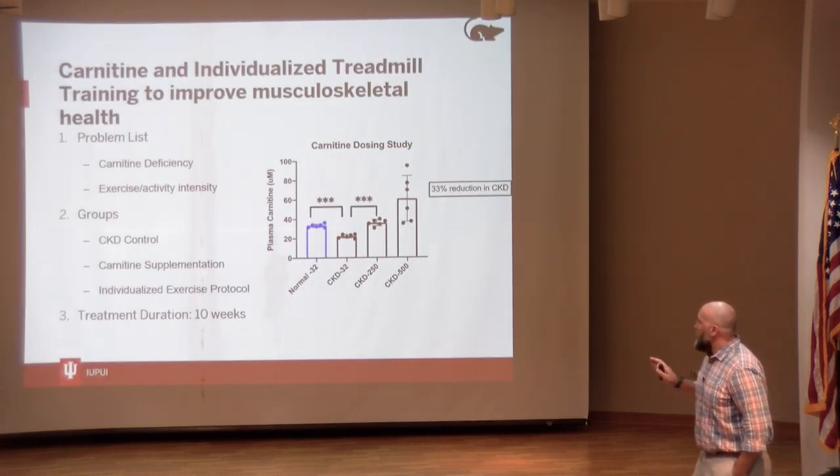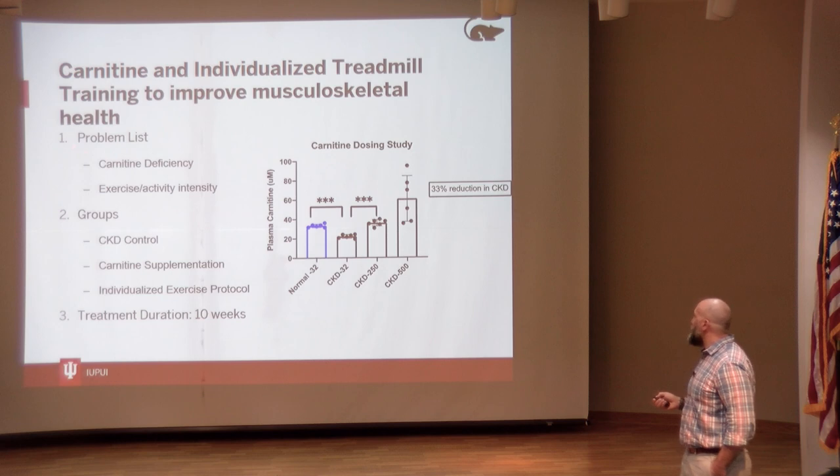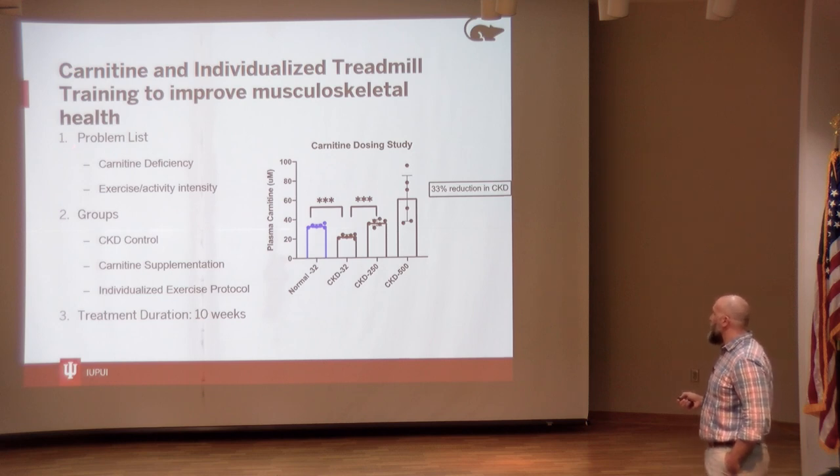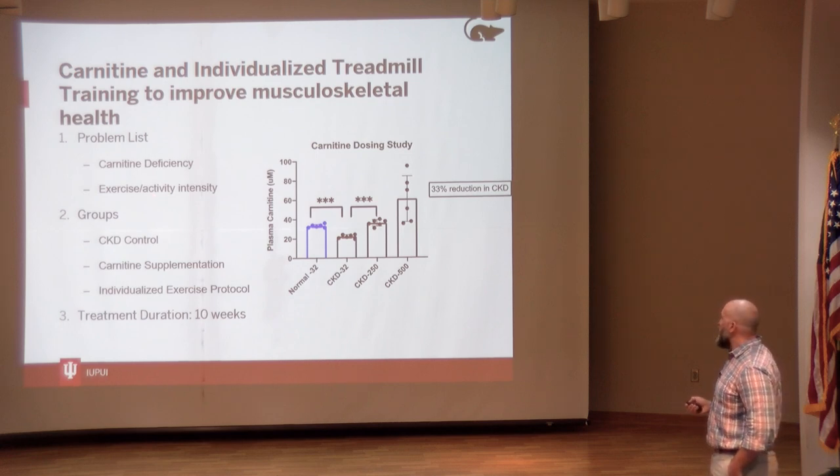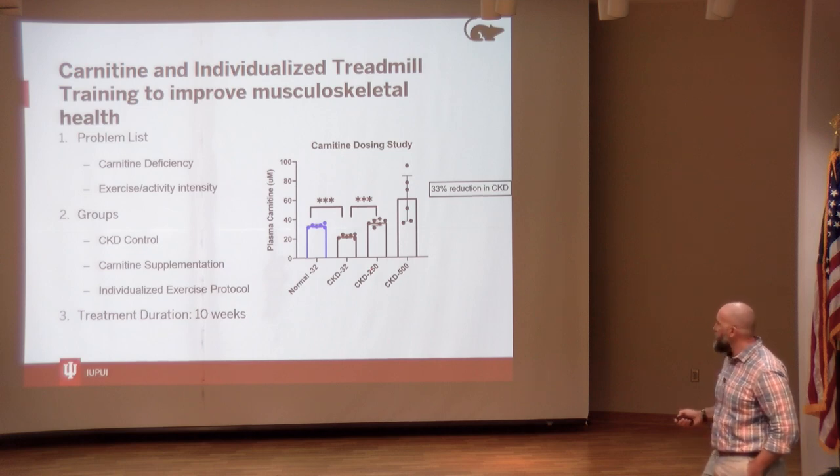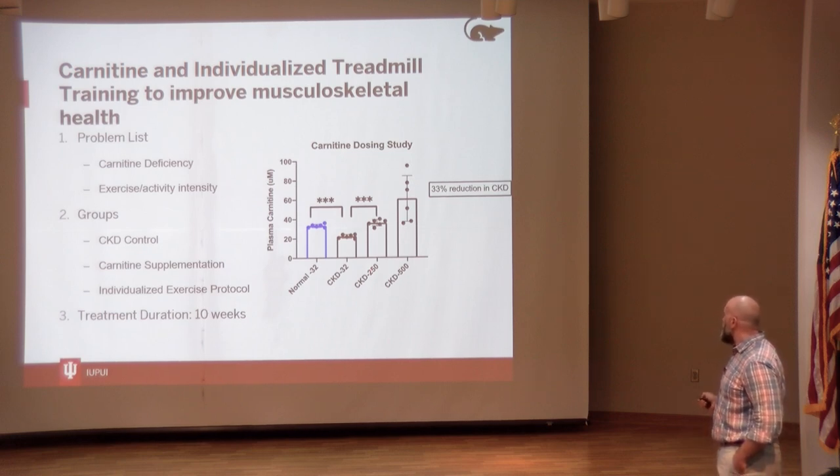So we did a study here where the problem list was, one is a carnitine deficiency, and then pulling from the wheel activity study, what's the appropriate intensity? So for the first thing, for carnitine, we did a dosing study. We looked at two different doses that were commonly published. The 500 really resulted in supraphysiologic levels, so we stuck to the 250 because it essentially normalized carnitine.